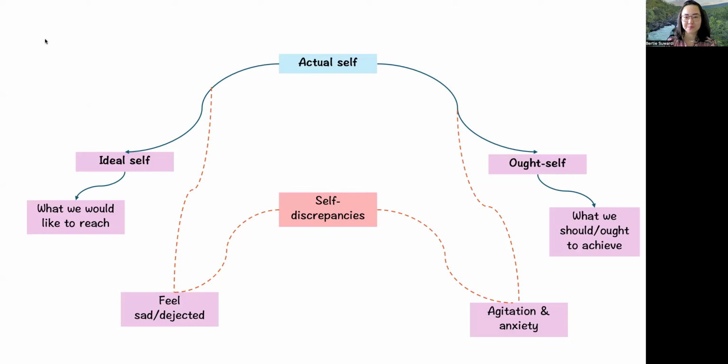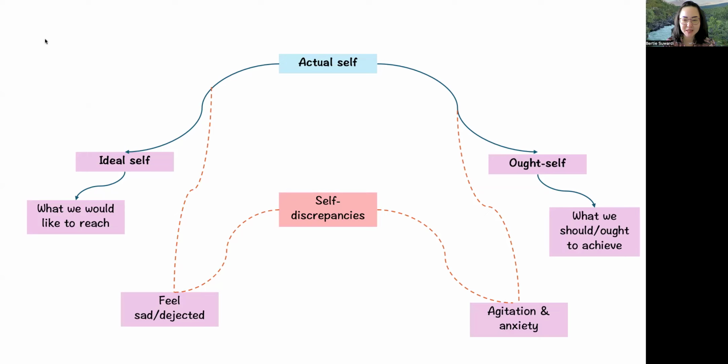Let's move on. Actual self. Here we can see a mind map about actual self, ideal self, and ought self. Actual self is just the actual self. Ideal self is what we would like to reach. Ought self is what we should or ought to achieve.